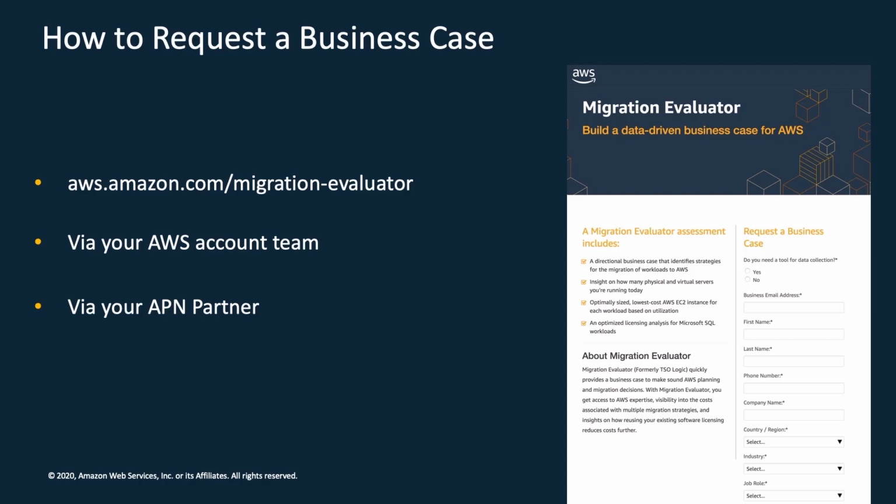If you're already working with an AWS account team, reach out to them and they can kick off the process for you. Or if you have a relationship with an AWS partner, they can request an assessment via their APN partner portal. However you choose to engage the Migration Evaluator team, the result will be a directional business case based on your own data and access to your own analytics engine viewer that together fully justify your migration to AWS.